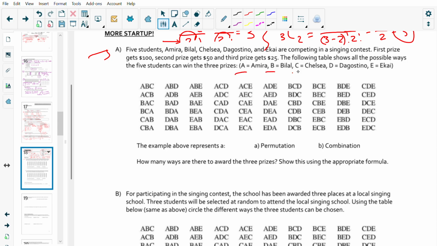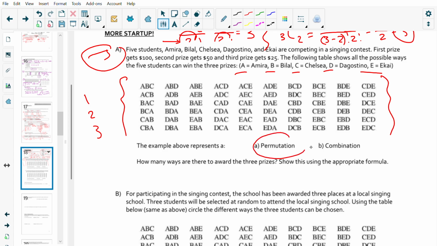Okay, so A, B, C, D, E, and we've listed out all the different finishing positions in first, second, and third place. Okay, so this example in A represents what? A permutation or a combination? Does order matter? Well, if you're awarding a first, second, and third place, so 1, 2, and 3, of course order matters. Okay, so this is definitely a permutation.